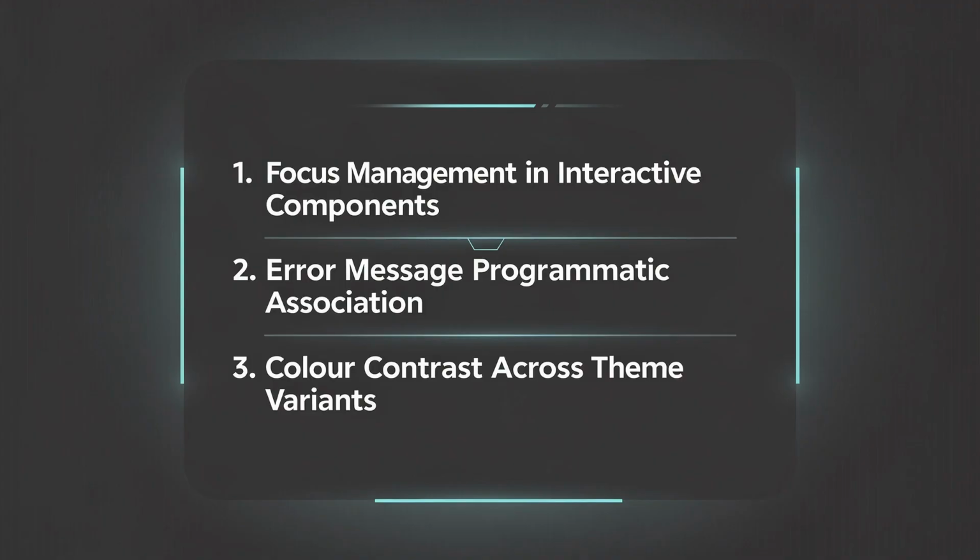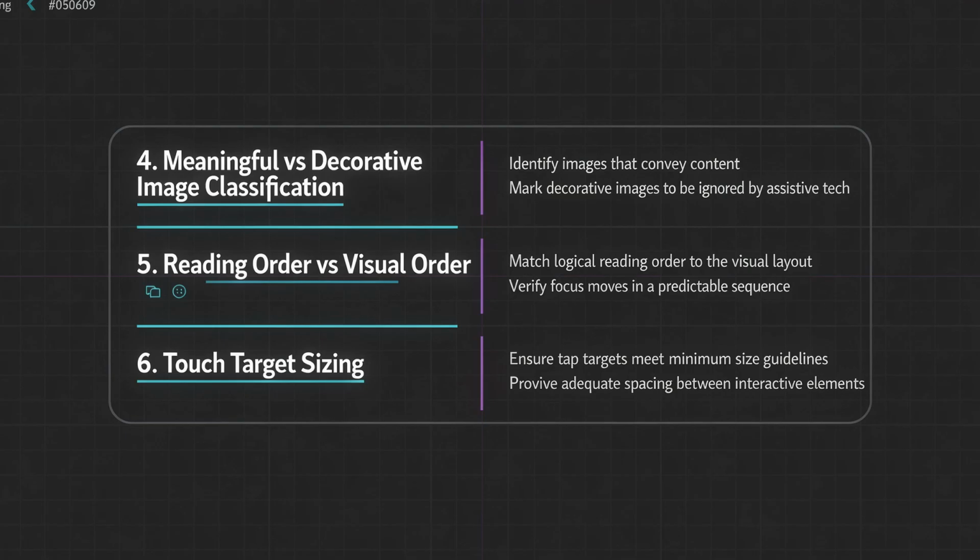Now, Agent 2, the auditor. This handles the 6 gap categories that rule engines systematically miss. We evaluate focus management, error message association, and color contrast across theme variants, plus image classification, reading versus visual order, and mobile touch target sizing.